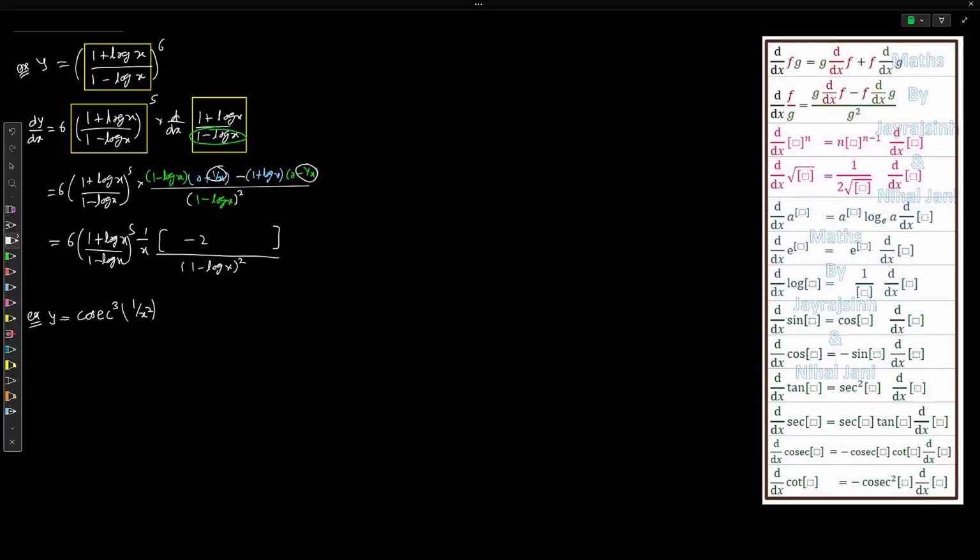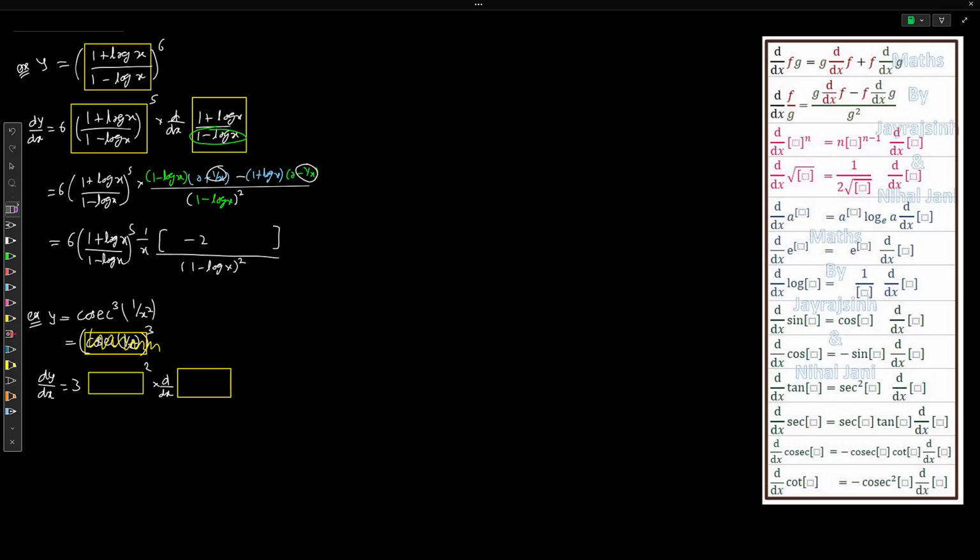Cosec 1 upon x square is your inner function. Basically, it is written like this. In trigonometry, this confusion does happen. This is whole raised to 3. Okay, so we can say cosec 1 upon x square is your inner function. So ignore it and get differentiation of box raised to 3. That will be 3 box raised to 2 into differentiation of box.